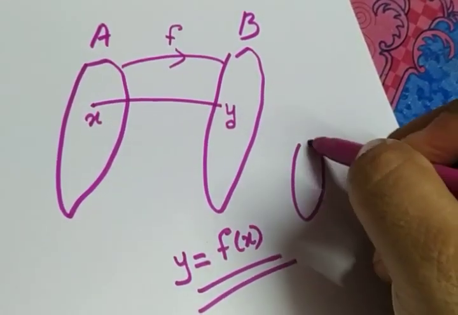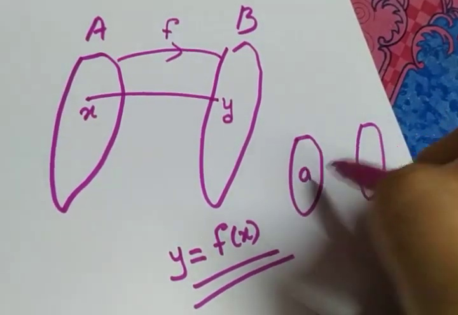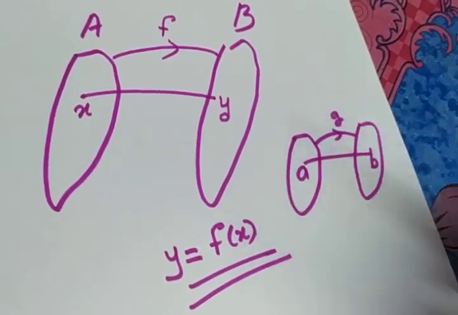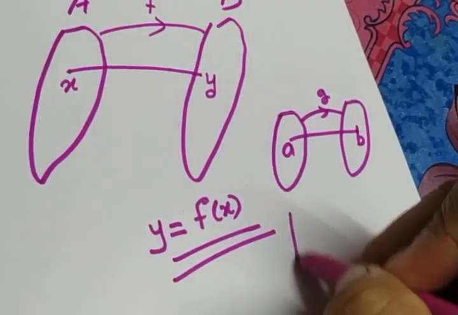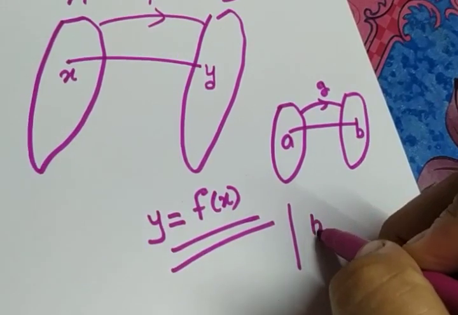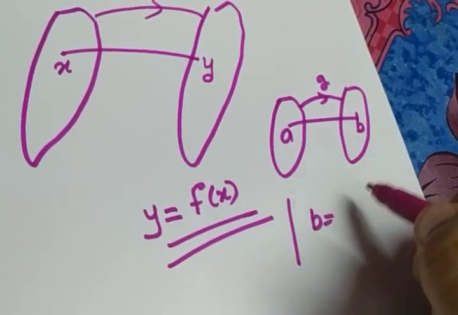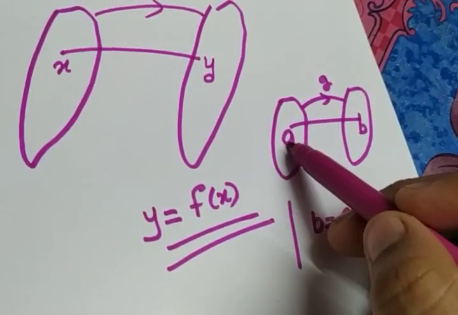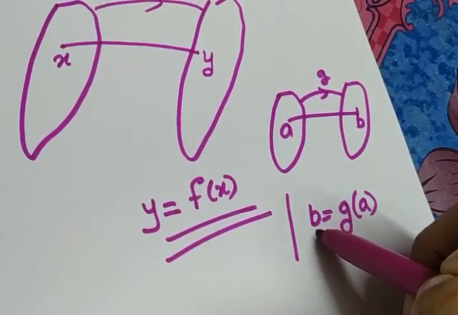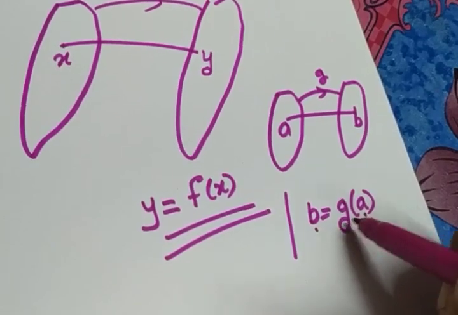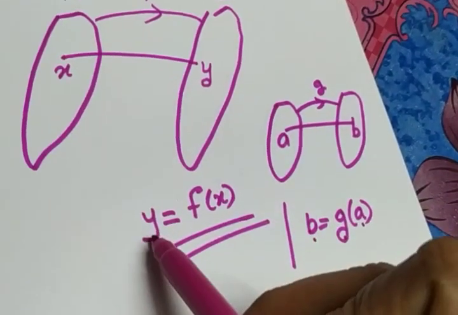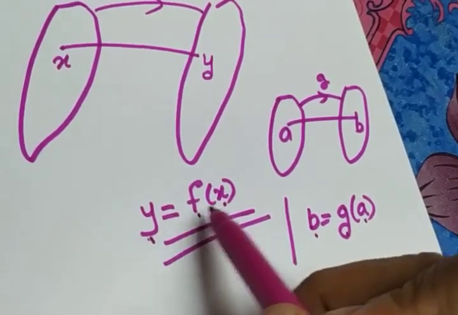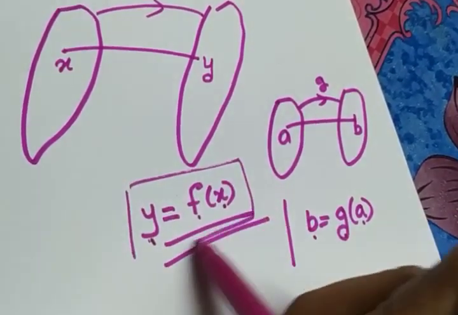In another case, if I am taking the set as A and the image of A, let it be B, and the relation or the function I am taking as G, then how can I write? B is an element of the second set, and B is equal to G of A. What is G? G is the function of A. That means B is the image of A under G. Here Y is the image of X under F. So Y is equal to F of X.